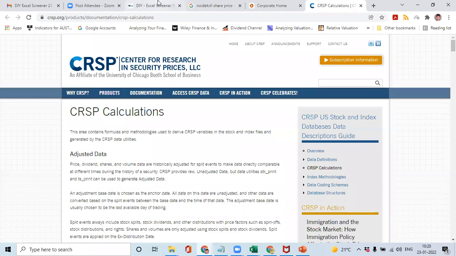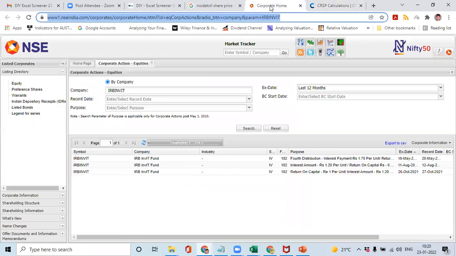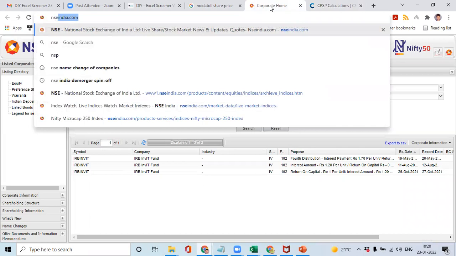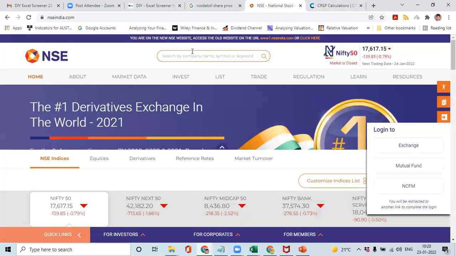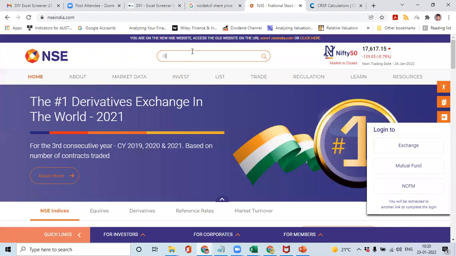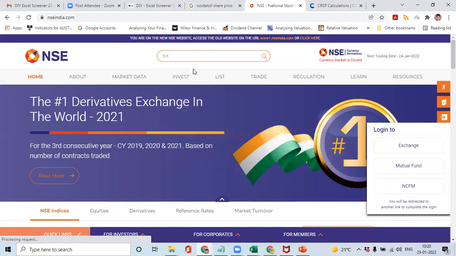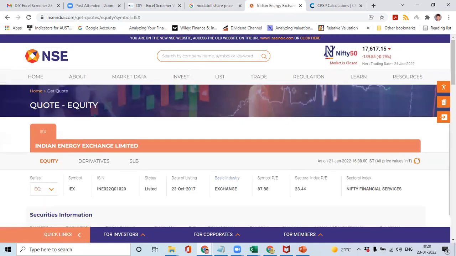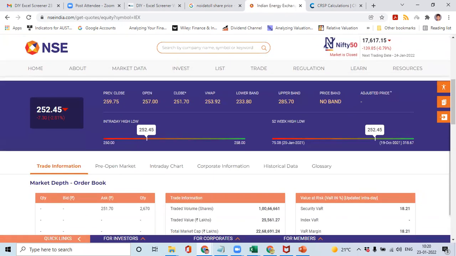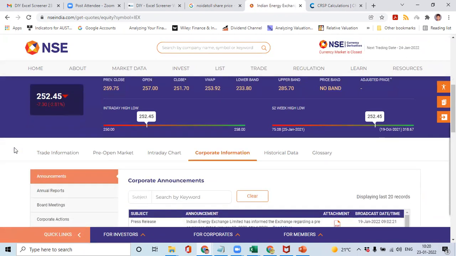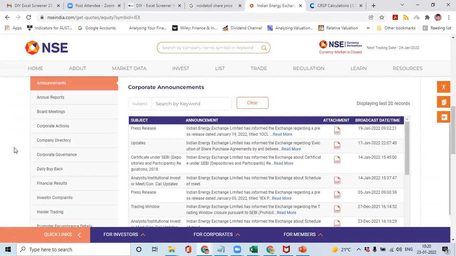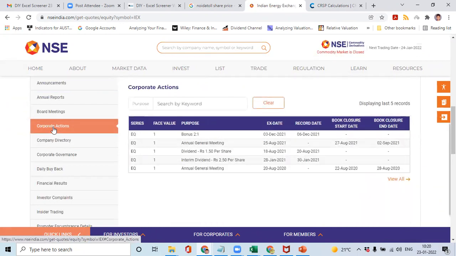What is the recent stock which gave the bonus? Famous stock. This guy gave a bonus recently, right? This is the place you see historical bonuses or dividends, corporate actions. So bonus is 2:1. So how do you adjust the stock price?